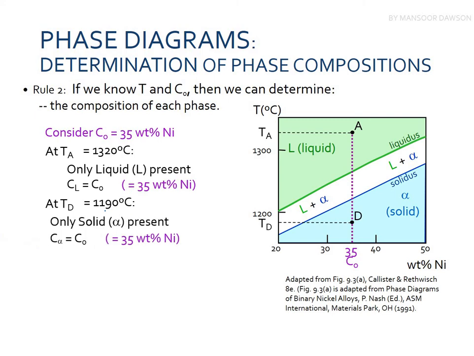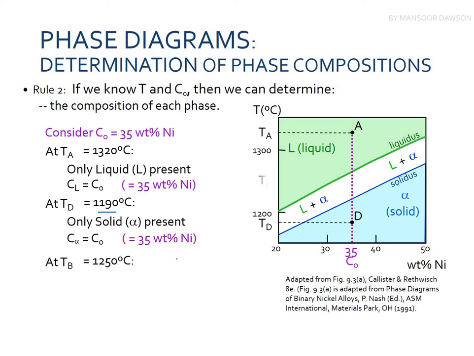However, if we discuss 1190, this is 1190, okay? At the same composition, which is 35% nickel, we'll be having the solid phase. But if we discuss 1250 degrees centigrade and 35% of nickel, we'll be having both phases, the alpha phase and the liquid, both solid phase and liquid phase. So what are the compositions of these phases? We have to find it out.